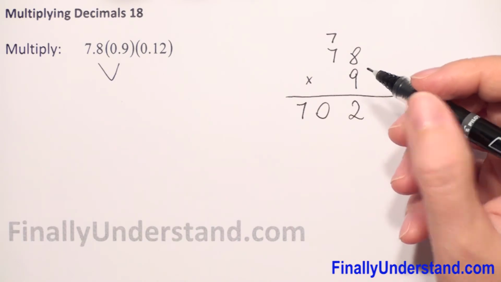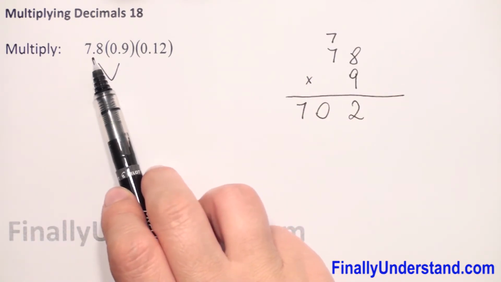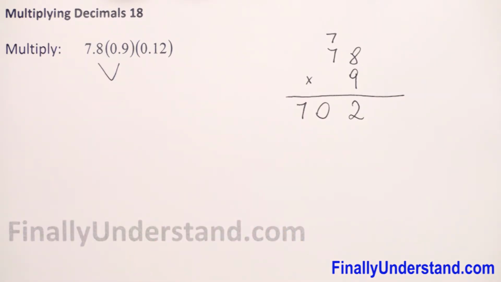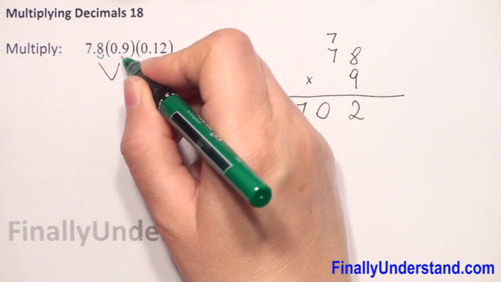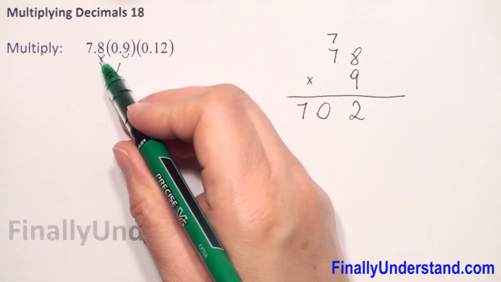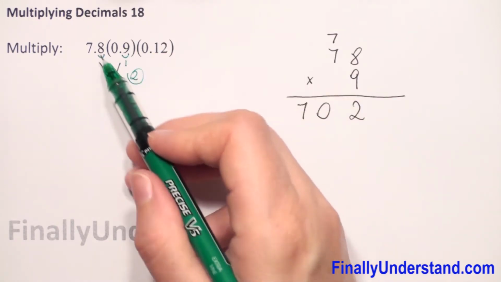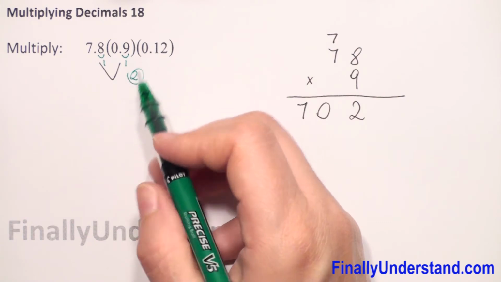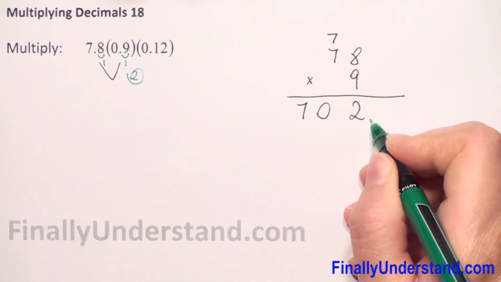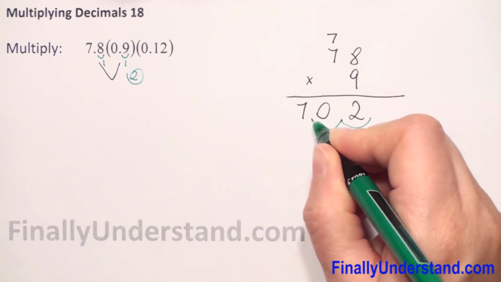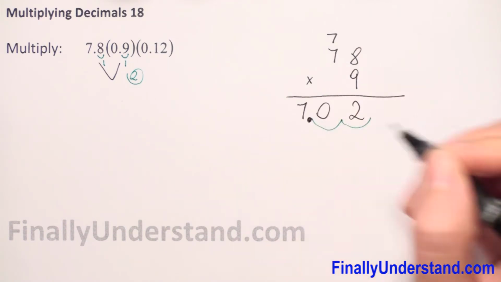And now we have to multiply two decimal numbers, so we have to count decimal places. Next, in the first number we have 1 decimal place, in the second we have 1. So 1 plus 1 gives me 2. So in the solution of our multiplication we need to have 2 decimal places. We count these decimal places from right to left: 1, 2. So the decimal point will be between 7 and 0.